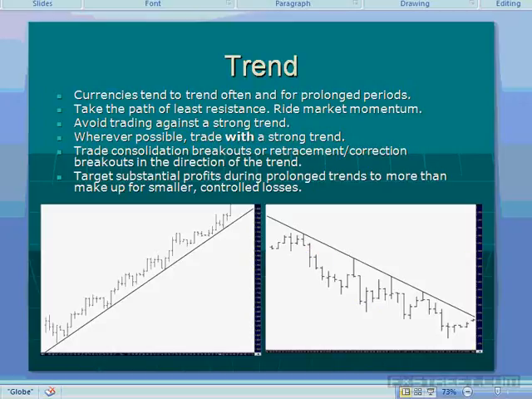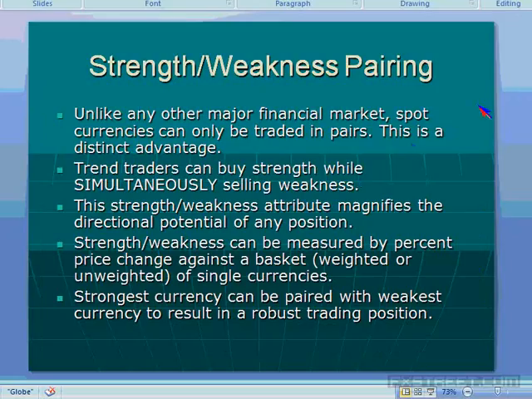Now, strength-weakness pairing, and I'll show you exactly what I mean in a second. Again, this is one of the things that I've really been looking at in the past several months, and it just makes a lot of sense to me.